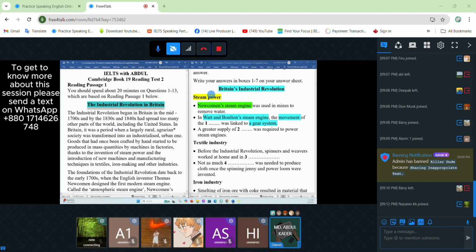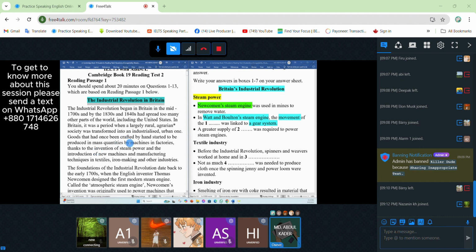Now let's find the word steam power. So we have to find the word steam power and also Newcomen's steam engine. So here in the first line we don't find any Newcomen's steam engine. Next line. Okay. So in the first paragraph we don't find the hints or keywords, Newcomen's steam engine. So what should I do? I should move forward, right?